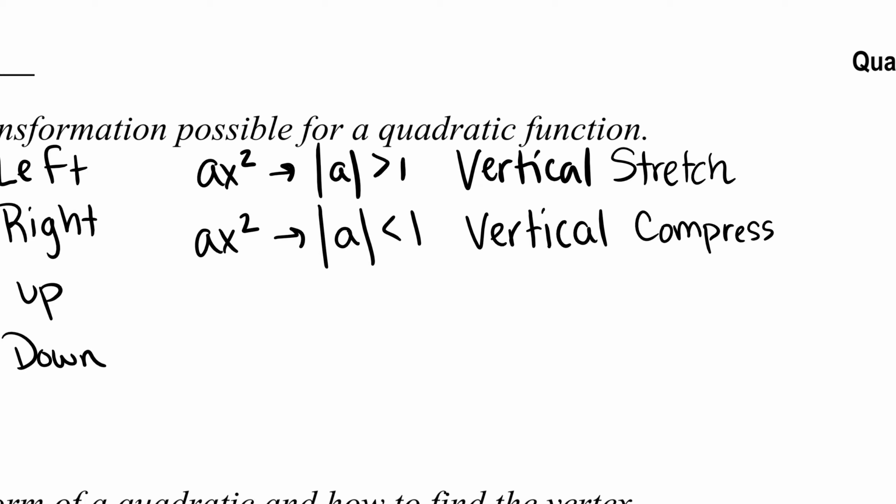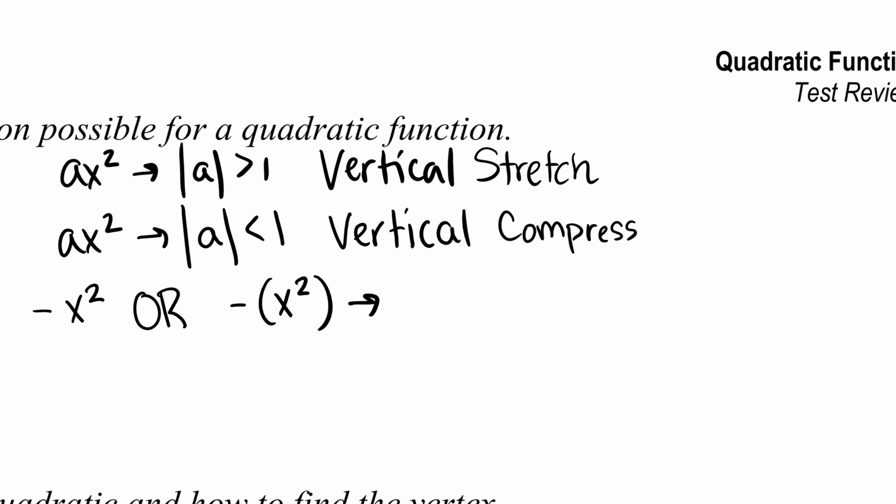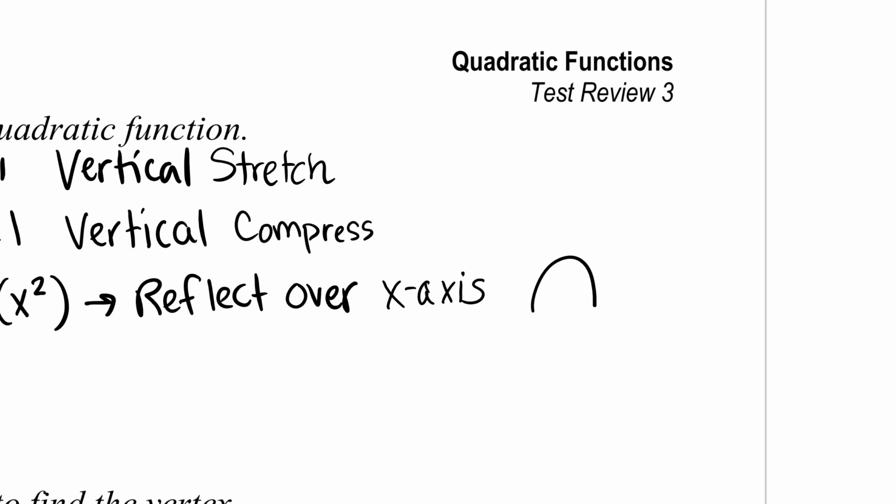I ignore the negatives, because that's my next one. If I have negative x^2, or negative parentheses x^2, like my negative is in front of the parentheses, it's not inside with x, that would be a reflection over x. So reflect over the x-axis. Which of course, if you want a picture, that would be going down, right?